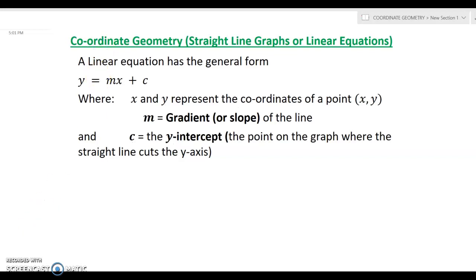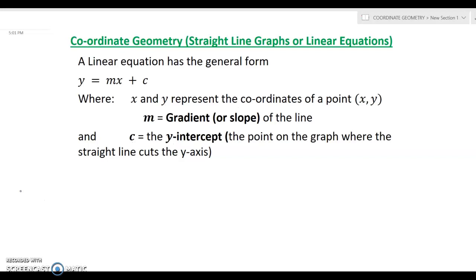Hi everyone, in this video we'll be looking at coordinate geometry. Coordinate geometry deals with straight line graphs, linear equations. First thing in coordinate geometry we're going to look at is the general equation of a straight line. I guarantee you all this equation you're going to remember always. Students always tend to remember this equation for some reason.